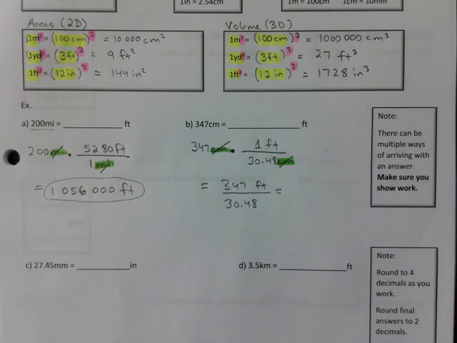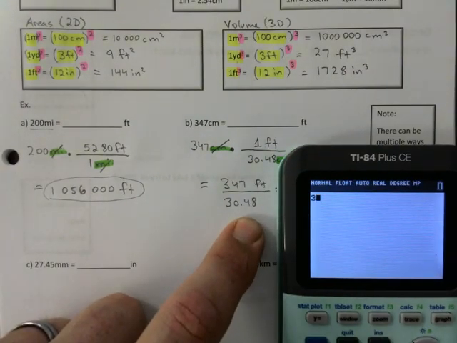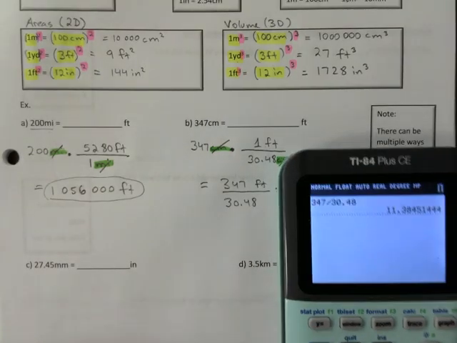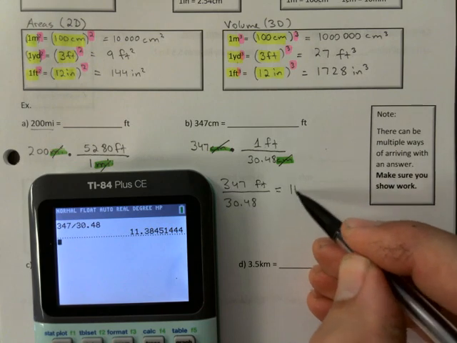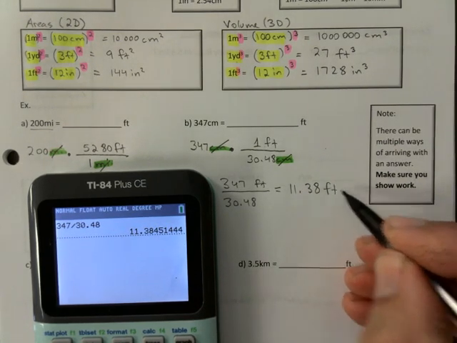Oh, I need to use the calculator you're using. So it's good to write 347 divided by 30.48. And that is 11.38 feet, right?